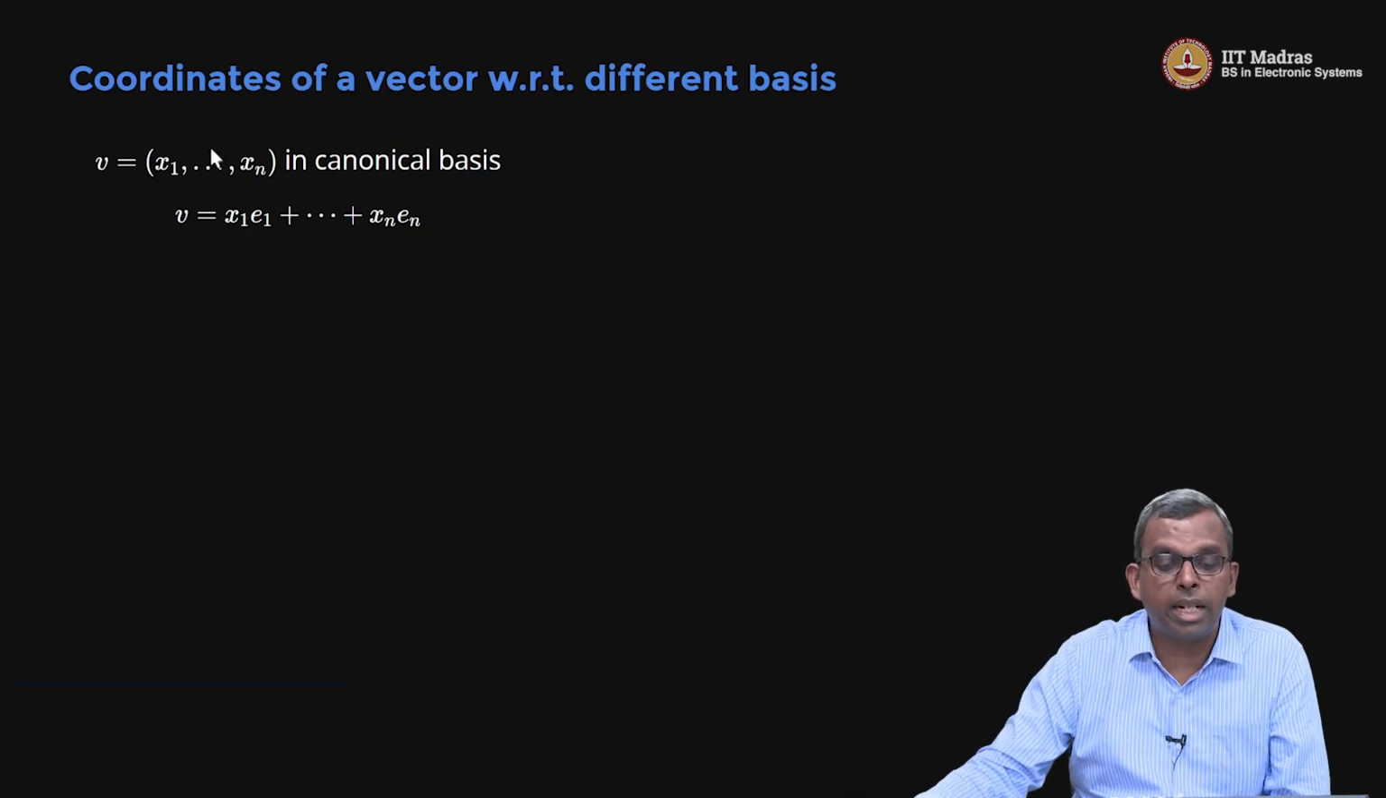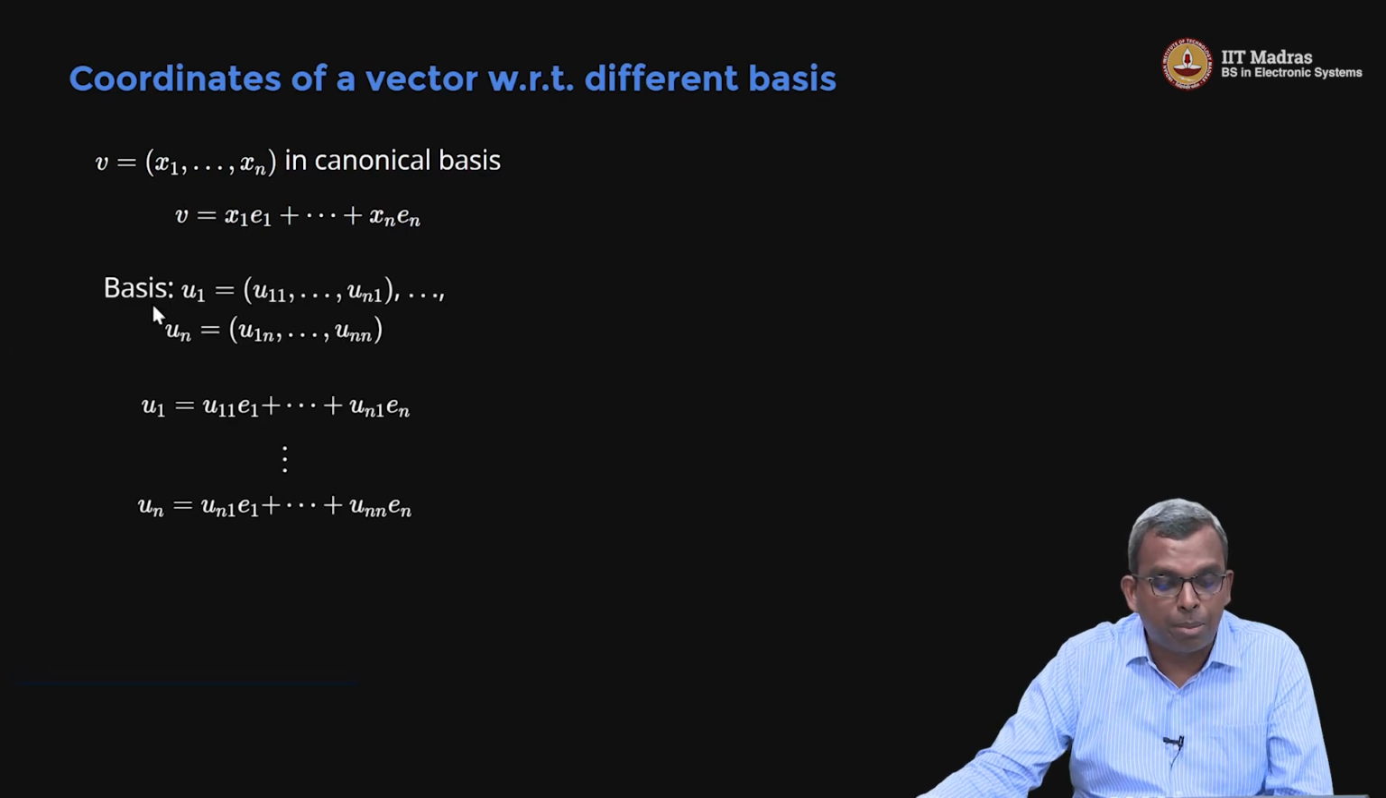First, we will start with coordinates of a vector with respect to different bases. So, usually we consider the canonical basis, right. Our ground truth, our basic assumption, is the canonical basis. So, let us say a vector v is x1 to xn in the canonical basis. What does that mean? v can be written as x1 times e1 plus so on till xn times en, right. So, this is what it means.